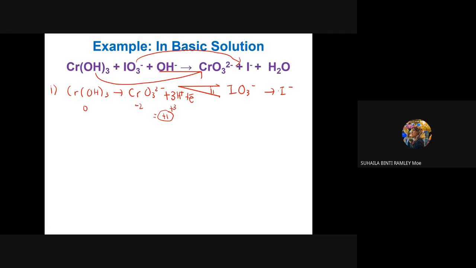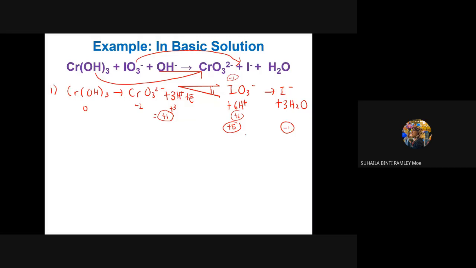1 iodine, 1 iodine. 3 oxygen, no oxygen. So we add oxygen here by adding H2O. How many H2O? 3 H2O. After we add 3 H2O, we have an extra 6 hydrogen, so we add 6 H plus here. Okay, check for electron. This one negative 1 times 1 is negative 1, this one positive 1 times 6 is positive 6, so overall on the left-hand side is positive 5. Here we have negative 1, this one is 0.